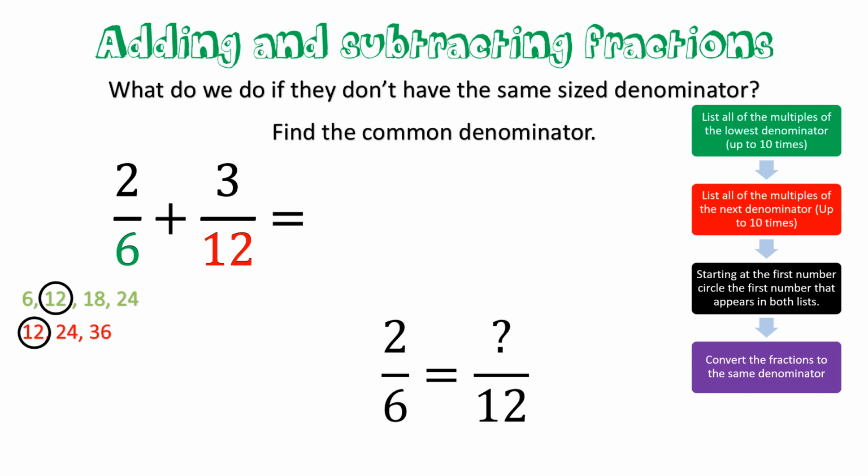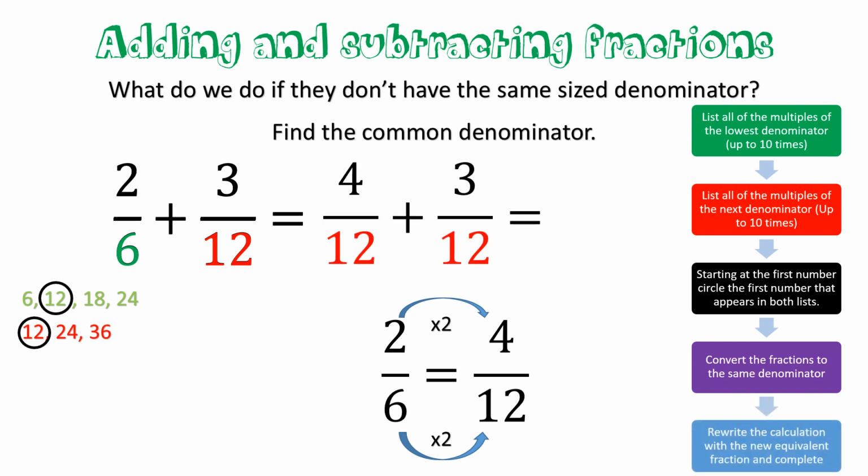What have I done to get from 6 to 12? Well, to get from 6 to 12, I've multiplied by 2. So 6 times 2 equals 12. Now, whatever I do to the top, I always do to the bottom, or vice versa. So I'm going to do 2 times 2, which is going to give me the answer of 4.